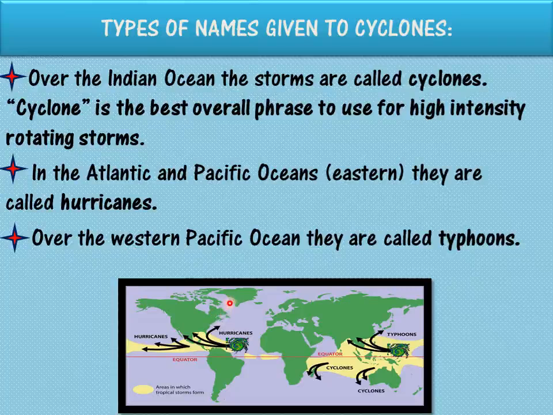So, types of names given to cyclones. Over the Indian Ocean, these storms are called cyclones. Cyclone is the best overall phrase to use for high intensity rotating storms. In the Atlantic and Pacific Oceans, they are called hurricanes. Over the Western Pacific Ocean, they are called typhoons. So these are some of the names given to cyclones. For more information, I gave this point.